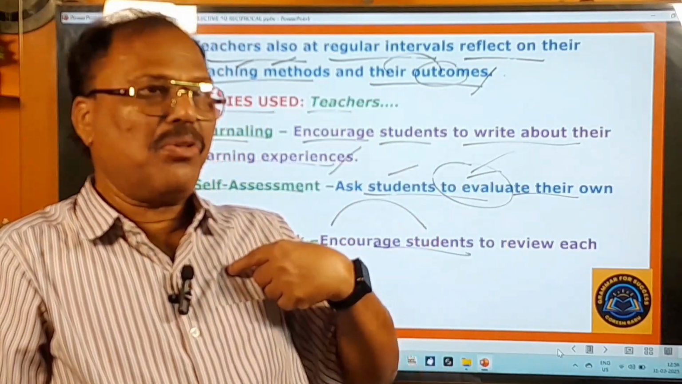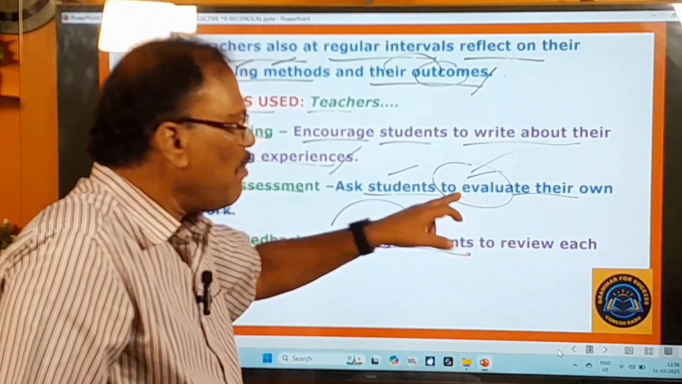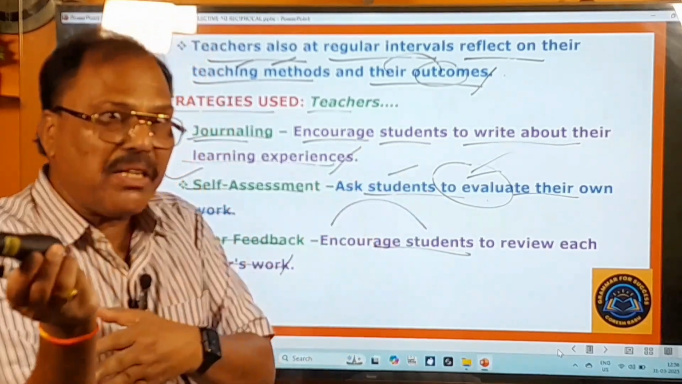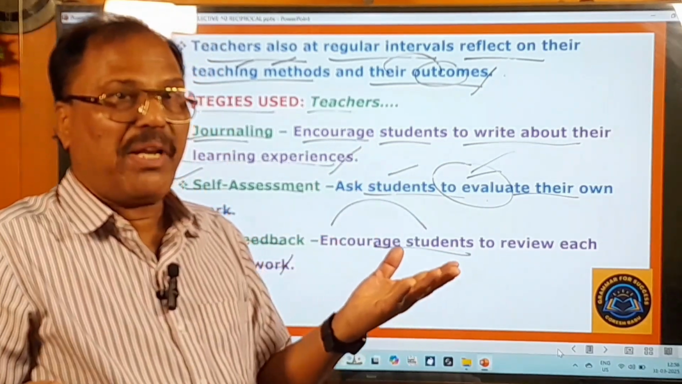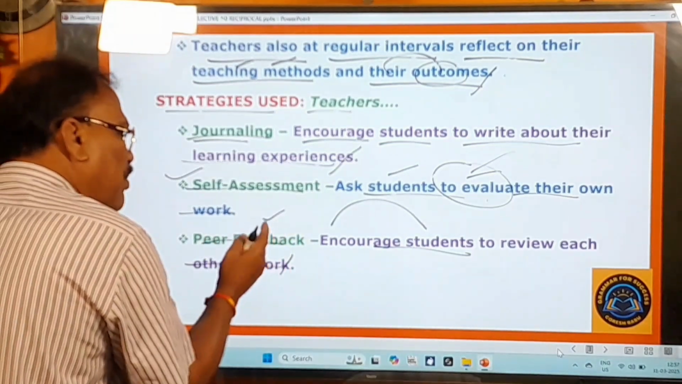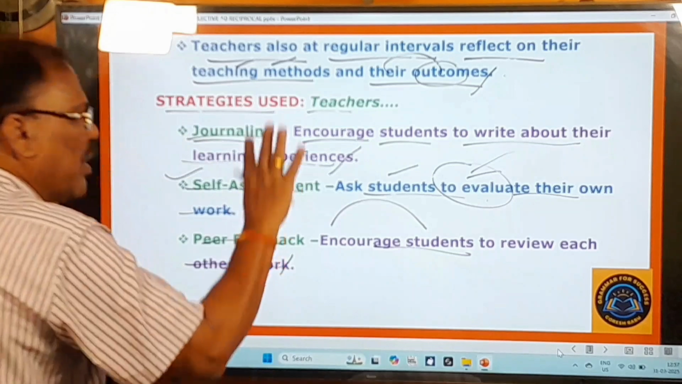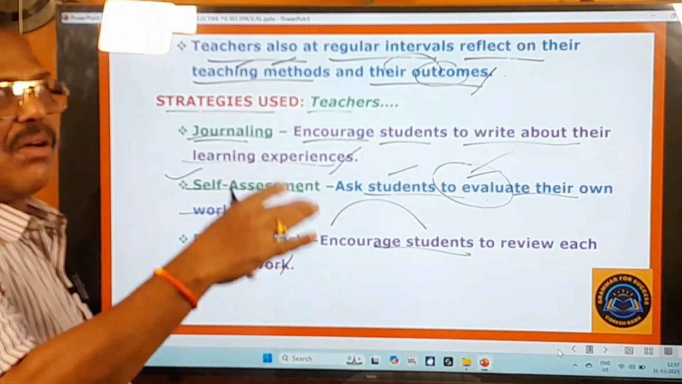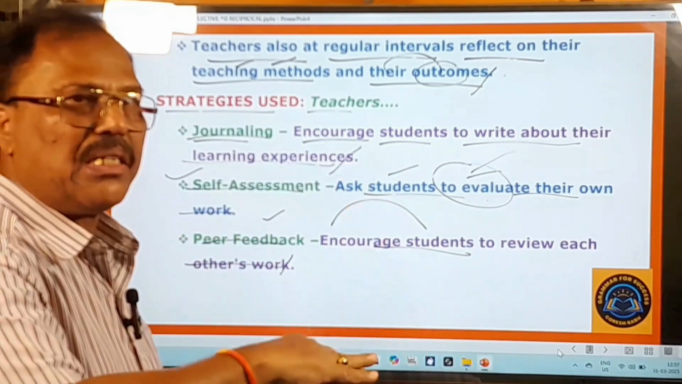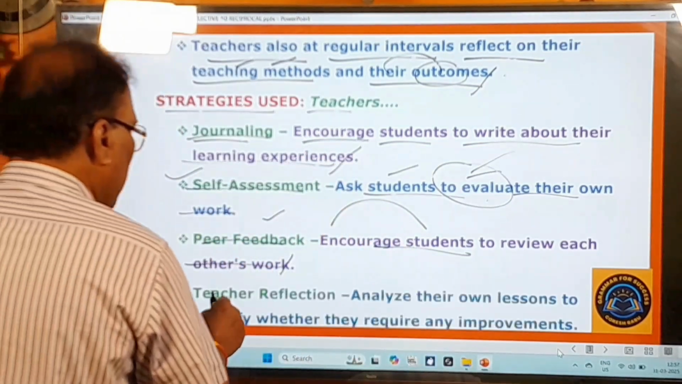Then what happens? There will not be any problem at all. Here what happens? From my point of view, I am always correct. But from your point of view, I may be wrong at some places. So that's why this peer feedback is very important. This is a beautiful strategy, encouraging students to review each other's work, each other's answer sheets, each other's project work, each other's homework, each other's tasks and all that.